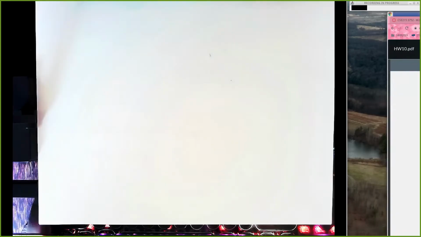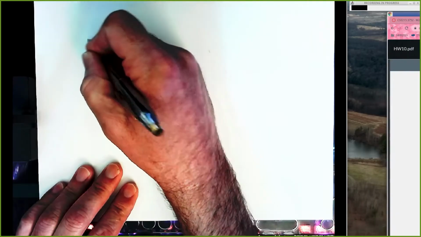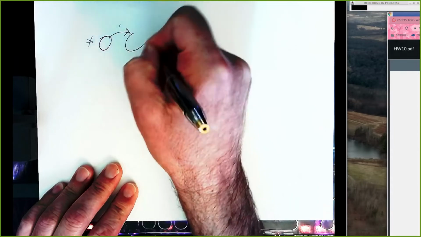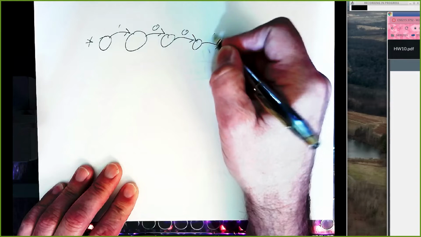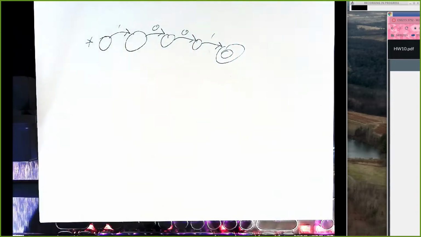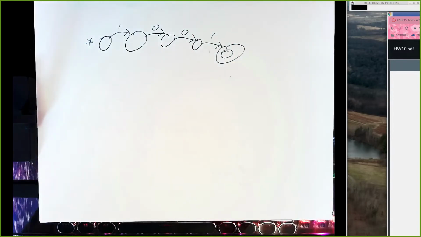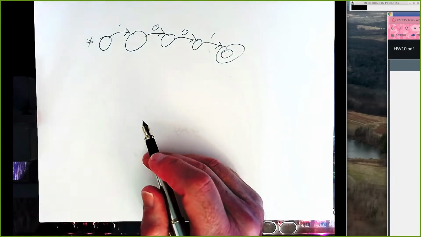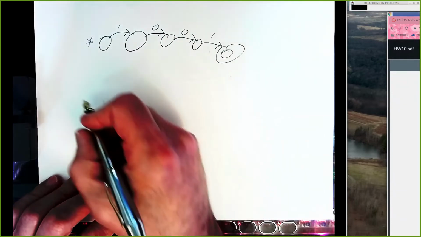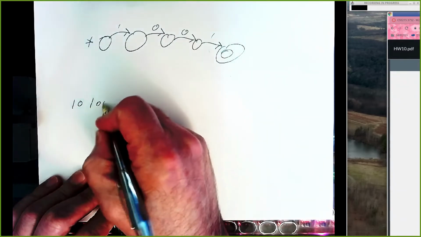So we want to recognize 1, 0, 0, 1. Start in our initial state, and if you have a 1, go here. If you have a 0, go here. If you have a 0, go here. If you have a 1, go here, and this is a recognized state. So those transitions will successfully recognize this string. The question is, what happens if we get something that doesn't match this pattern? What if we get a 1, 0, 1, 0, 0, 1?